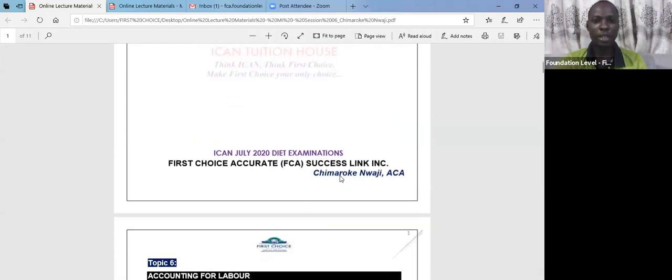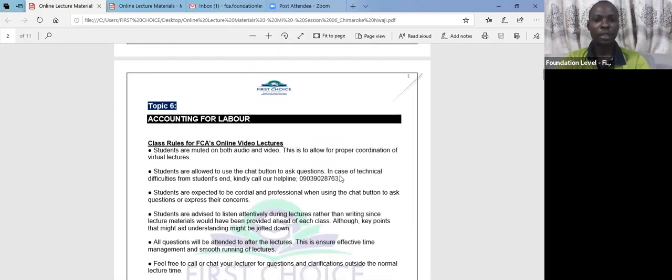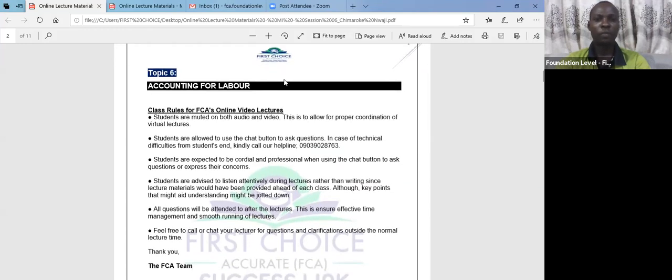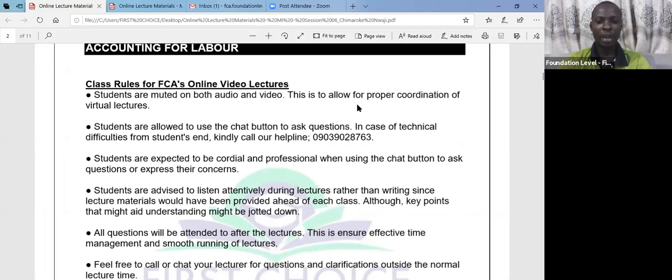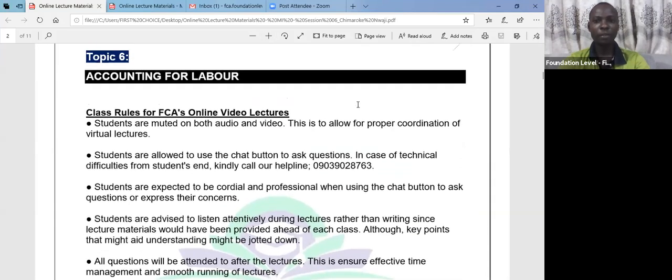Our class today is accounting for labor. So we are going to be accounting for labor and look at some of the class rules that all of us should imbibe.